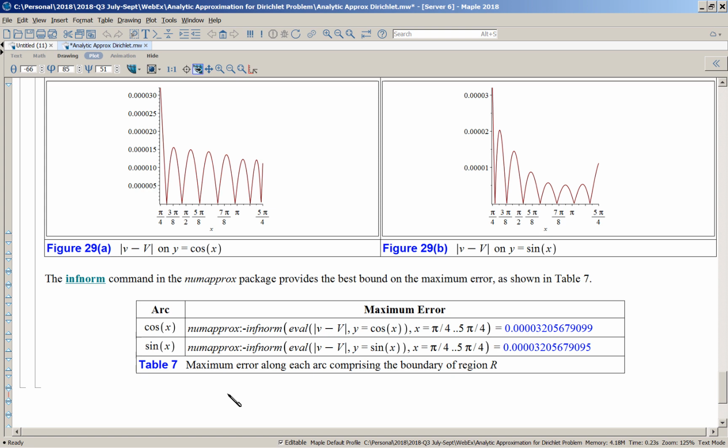accuracy for a process that can be implemented in Maple with, I think, less tedium than it would be to set up a numeric solution. Because remember, Maple does not have a numeric solver for elliptic problems.